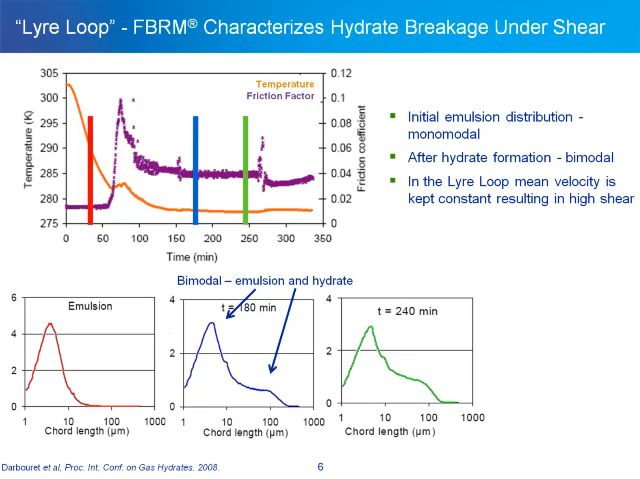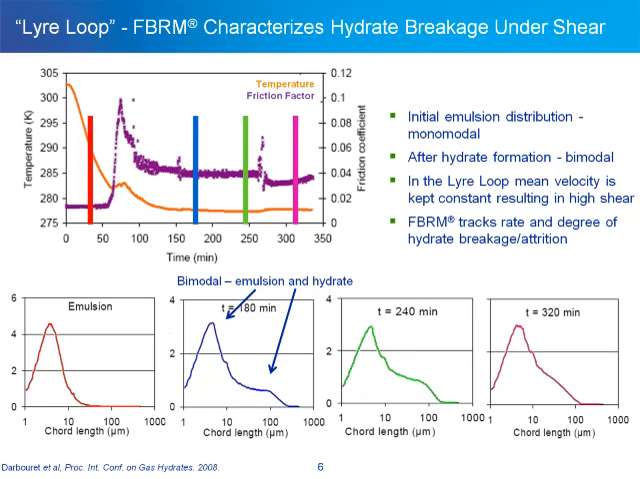In the case of the lyre loop, a high level of shear is generated in order to keep the constant velocity of the system. This shear results in the breakage of hydrates. We are able to track that very effectively with the FBRM, as illustrated by the difference between the two distributions measured at 240 and 320 minutes, where we see a clear reduction in the amount of material above 100 microns in dimension.